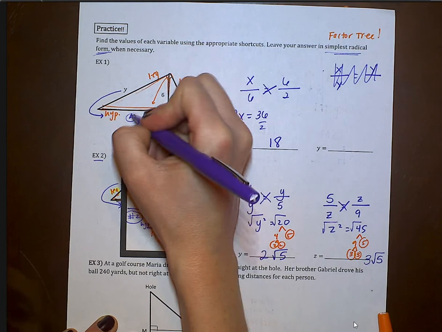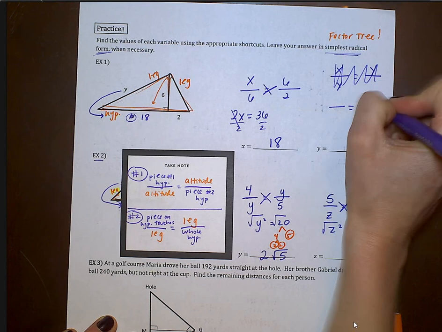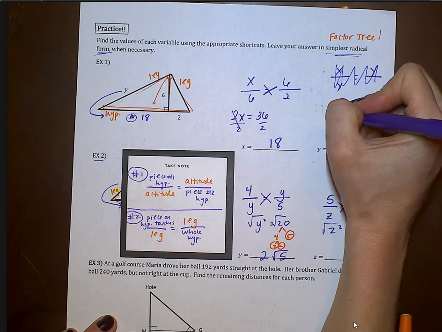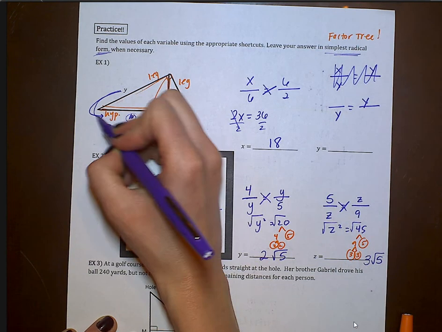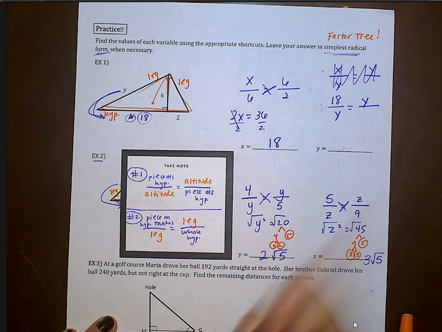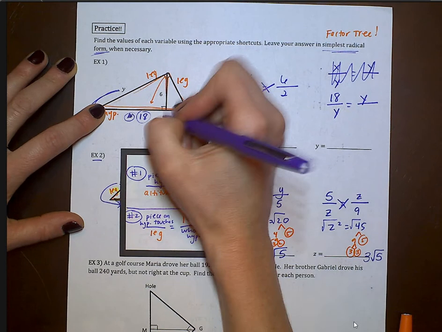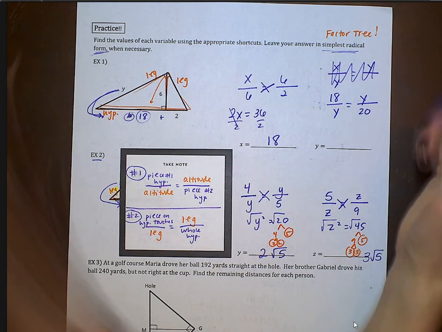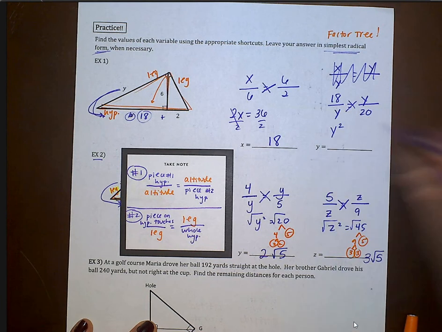Okay, I need that information to find Y. So now let's reset up Y. Y is the leg, like we said. So it would go Y and Y like we had it before. But now I know the piece it touches on the hypotenuse is 18. And then the bottom right-hand corner, that's the whole hypotenuse, which would be this whole length here, which is 20. Okay, so this is going to be a little bit easier now. So it would be Y squared.